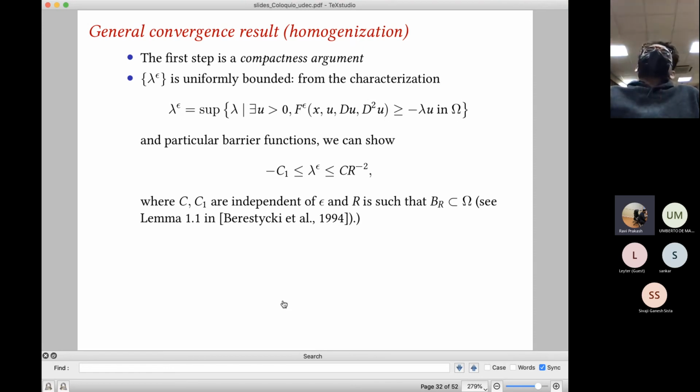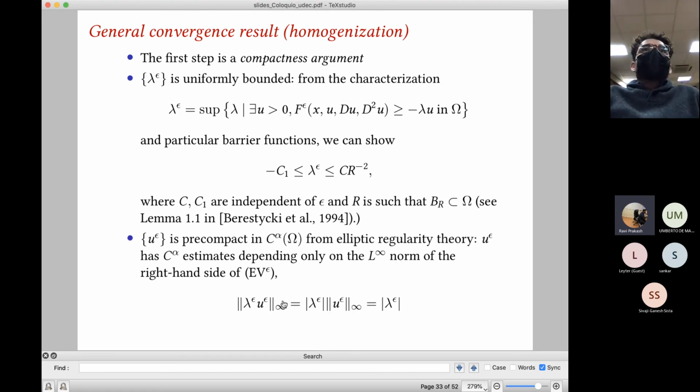Just substituting particular functions in the above formula. So that gives us a bound for the eigenvalues, and then to show that the family U epsilon is pre-compact in some sense, we use classical elliptic estimates, Holder estimates, C alpha estimates, which depend only on the L infinity norm of the right-hand side of the solution.